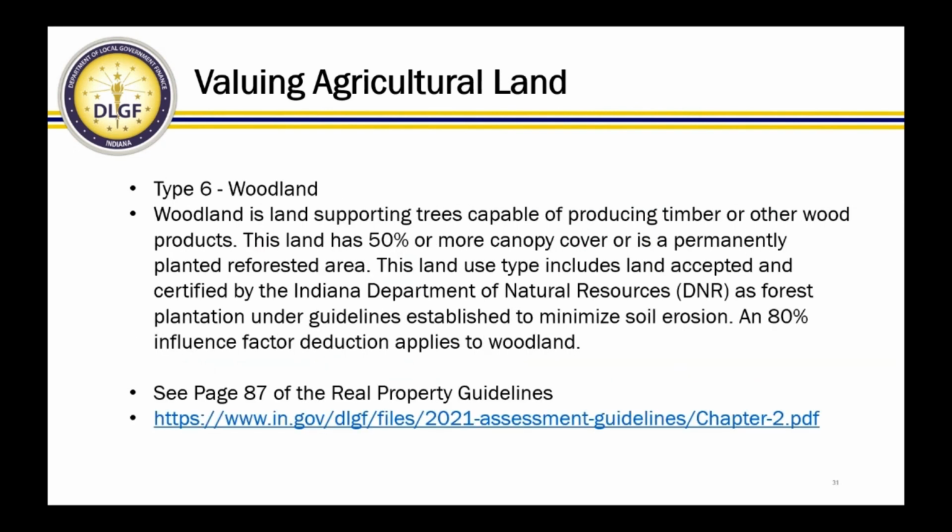The next type of agricultural land is woodlands, type 6. And this is basically, as you can see, the definition: land supporting trees capable of producing timber or other wood products. This has 50% or more canopy cover, or is a permanently planted reforested area. Typically this is going to be land that is part of the Department of Natural Resources forest program and their guidelines. If you do have something in this area, an 80% influence factor would be applied.